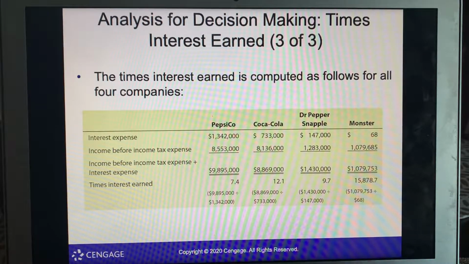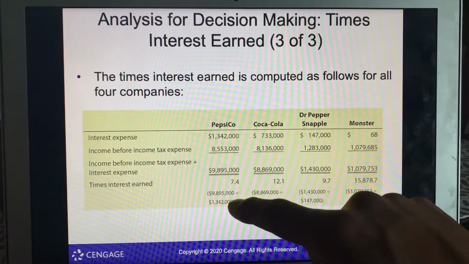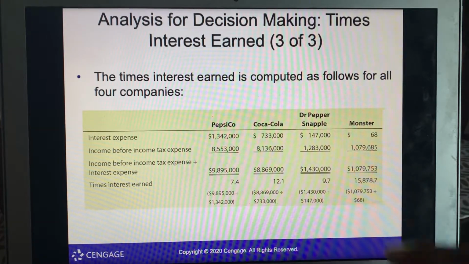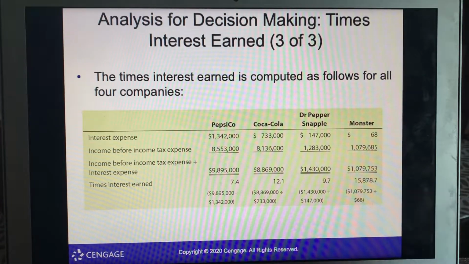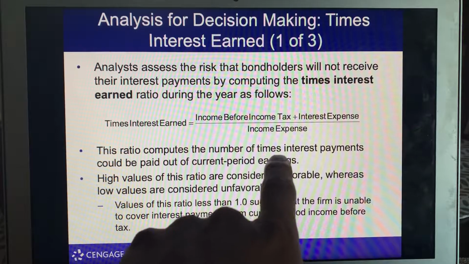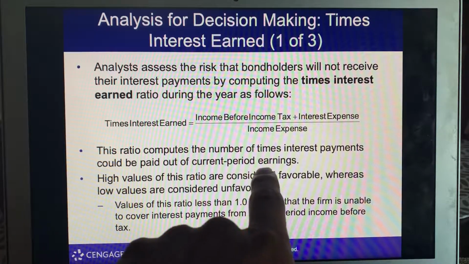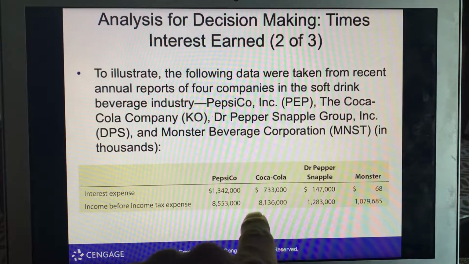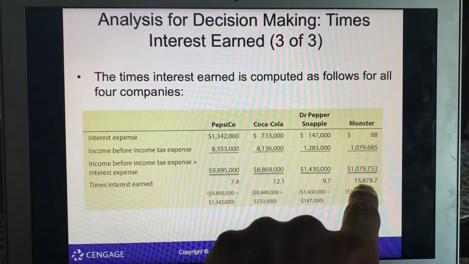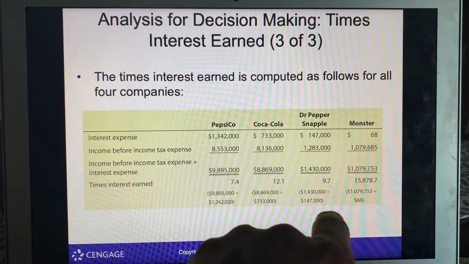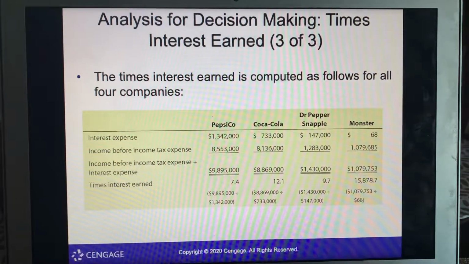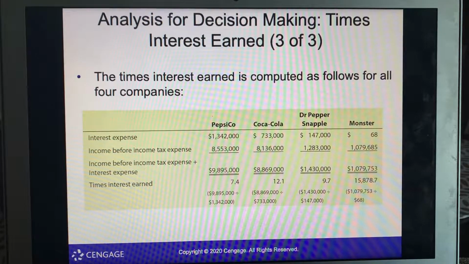Times interest earned. If you look at all the values and then you divide them, your ratios are 7.4, 12.1, 9.7, and then 15.878. Now keep in mind, the ratio computes the number of times interest payments could be paid out of current period earnings. The number of times. So this one can pay it 15.878 times that amount. And then this one is 9.7 times, 12.1, and 7.4. That's what it's looking at.